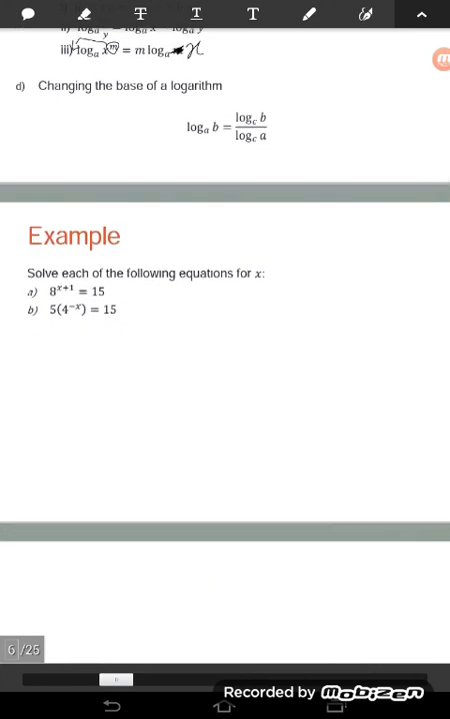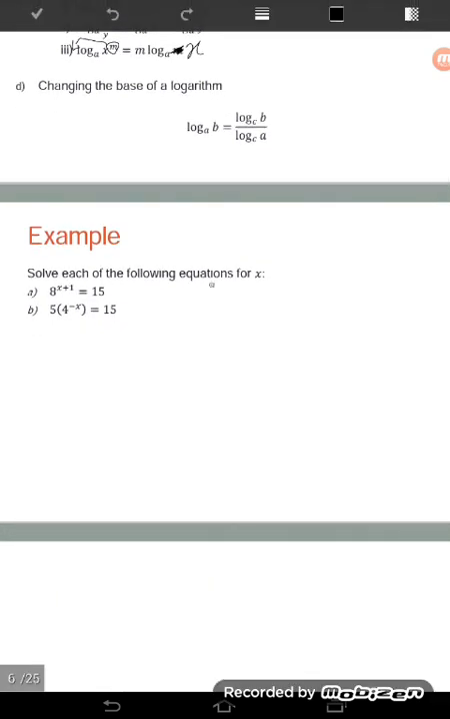Okay, so example this one. Solve each of the following equations for x. So to solve the value of x. Okay, so now x is on the index, dekat kuasa. So sebelum ni, if you learn the indices, to solve x at the power, you need to make the base the same. Okay, so kena samakan base dia.